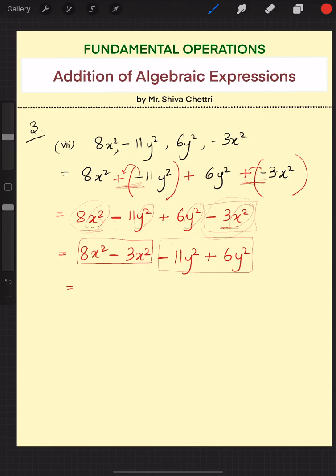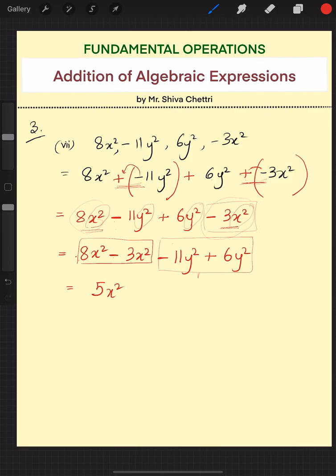Okay, so 8x square and 3x square. So minus 3 and plus 8. So what you'll do, minus and plus, you will subtract. So 8 minus 3 is 5. x square and x square is the same, x square. So what is the greater number here? It is 8. So 8 has what sign? It is plus. So I'll just write 5x square.